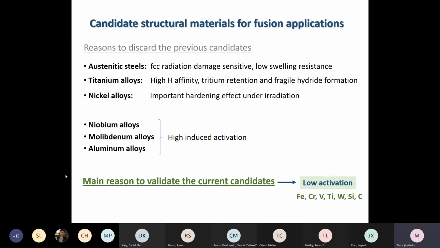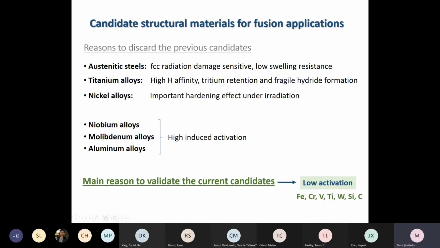There's a great operation experience with them in fission systems, but for the austenitic steels, due to their FCC structure, they show a high radiation damage, and also they show a high swelling and embrittlement due to the helium and hydrogen production in the high neutron flux.